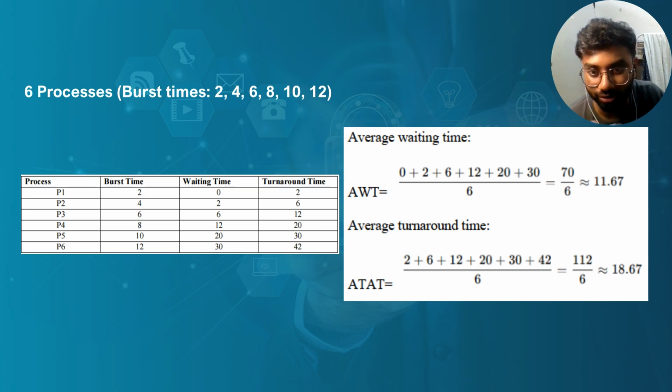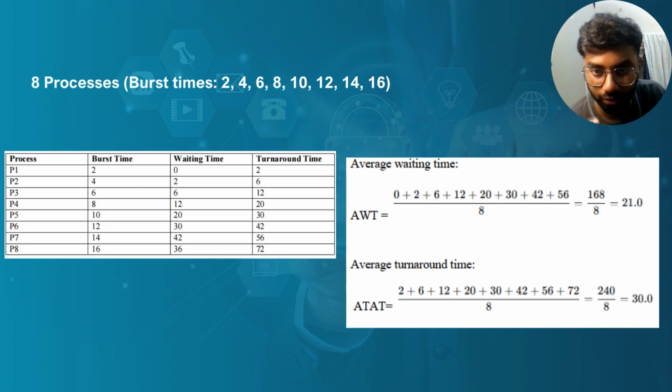Okay, for the 6 processes, the burst times are 2, 4, 6, 8, 10, and 12. Each process increases by 2, the same as with the 4 processes. For the average waiting time, it's the sum of 0 plus 2 plus 6 plus 12 plus 20 plus 30, which is 70, and then divided by the 6 processes gives 11.67. The same goes for average turnaround time: 2 plus 6 plus 12 plus 20 plus 30 plus 42, which is 112, divided by the 6 processes also gives 18.67. So 11.67 for the average waiting time and 18.67 for the turnaround time, the same values as given in the 6 process simulation result at the bottom of the code, which means the calculation is proven correct.